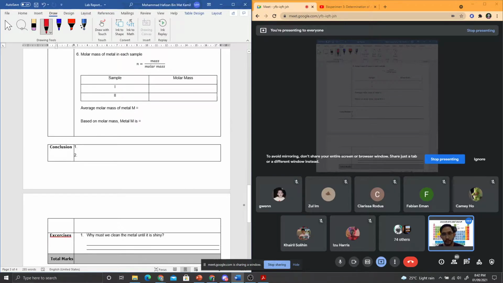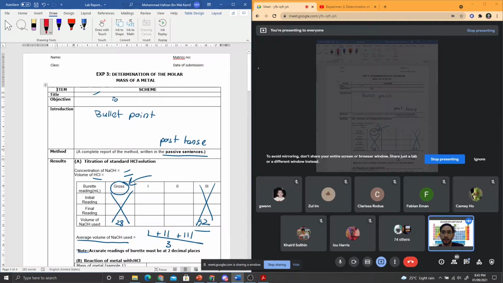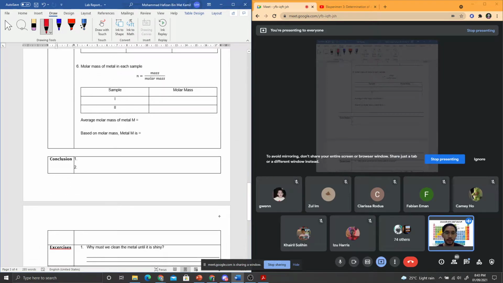So macam mana nak tulis conclusion? This one is also saya nampak ada a few people yang I'll say is incorrect. How do you find the conclusion? Is from your punya objective. Objective tadi nak cari apa? Nak cari the molar mass of metal. Tulislah. Mana conclusion you? The molar mass of what metal is apa? And then since you dapat tahu based on the molar mass metal tu apa, bagi tahu lah sini.